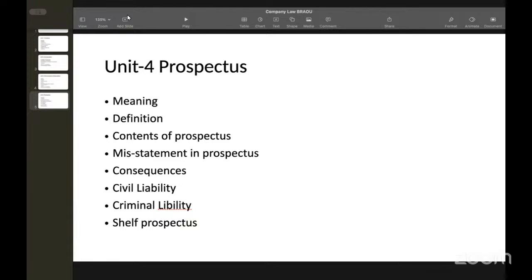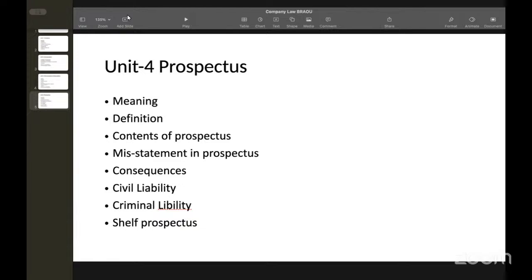The importance of prospectus is that a prospectus serves as a bridge between the company and potential investors by providing transparency and essential details about the company's operations and financial health. It also establishes trust in the market and helps the company comply with legal and regulatory requirements. This was the importance of prospectus.